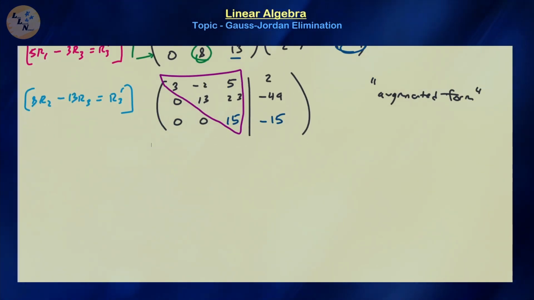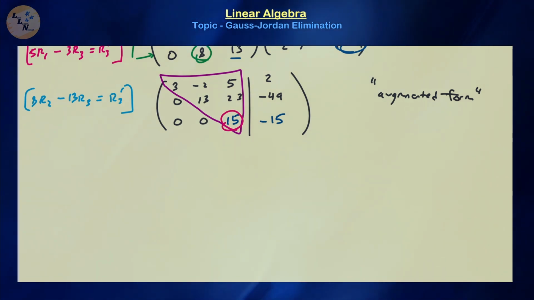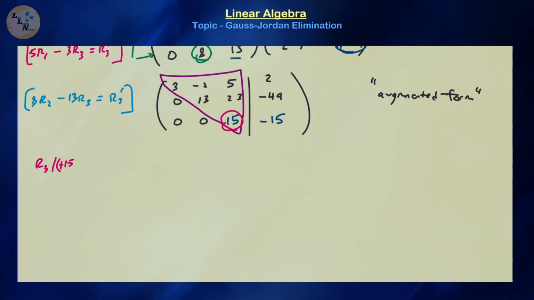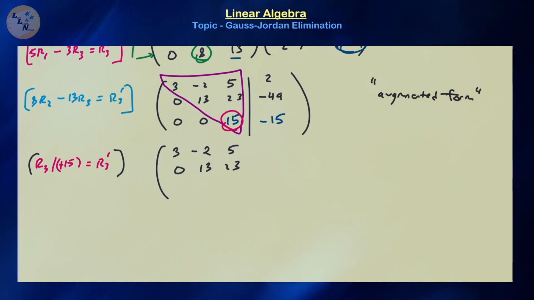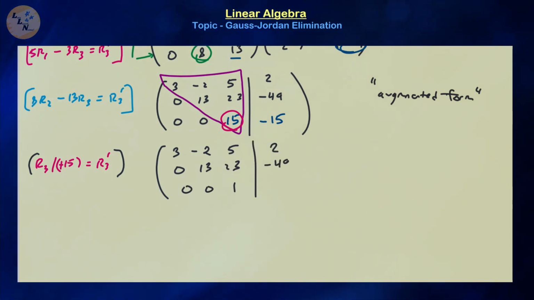So now what I can do is I can make that entry equal to 1, so I start my Gauss-Jordan process. So I can do row 3 divided by positive 15, and that's going to give me our new row 3. And this is going to generate this system, so 3, minus 2, 5, 0, 13, 23, 0, 0, 1, augmented with 2, minus 49, and minus 1.